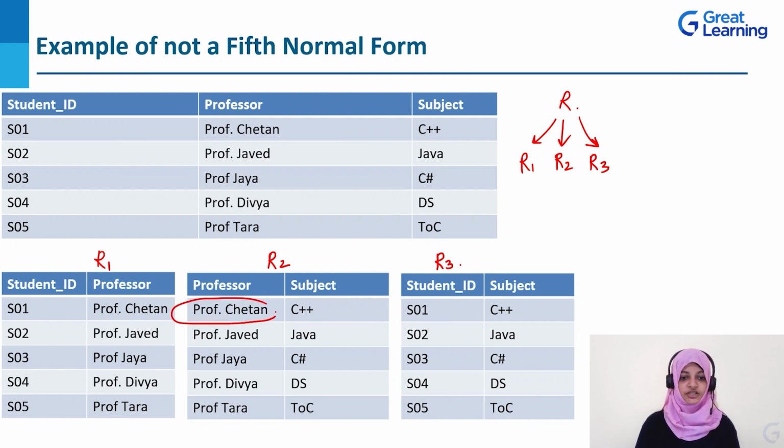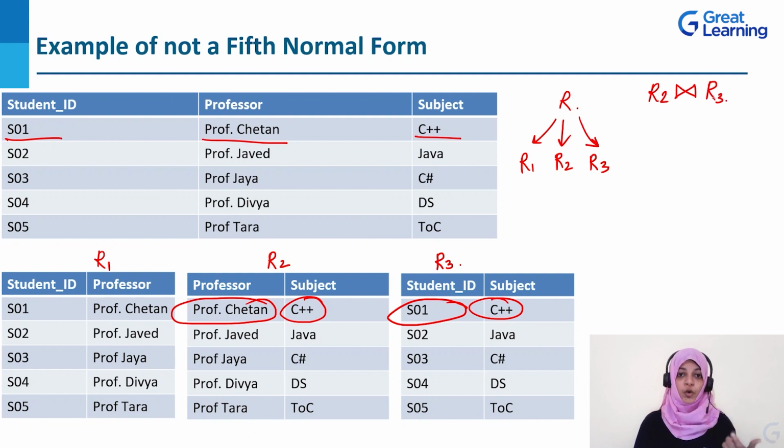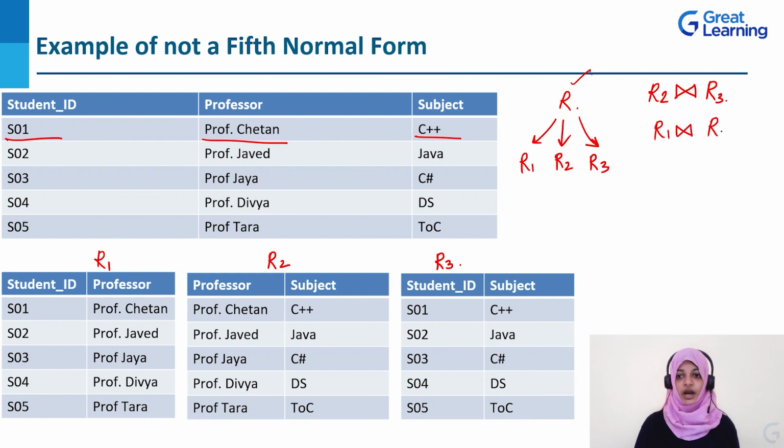Suppose we take up Professor Chetan here. Professor Chetan is teaching the subject C++, and C++ is something that has been opted for by S01. So student S01 is taking Professor Chetan's class, which is for C++. So taking just the join of R2 and R3, we are able to obtain the whole tuple that was a part of R. The same can be said for each and every record that is a part of the tables R2 and R3.